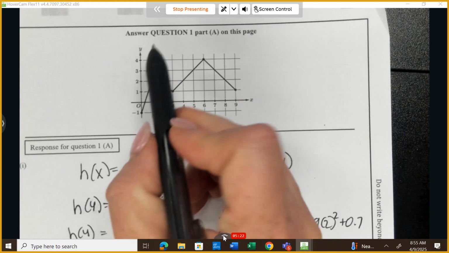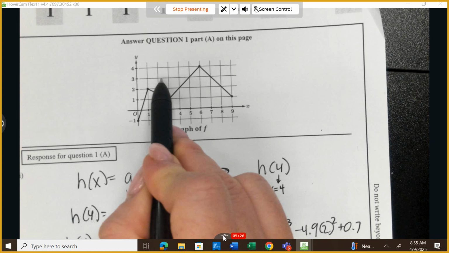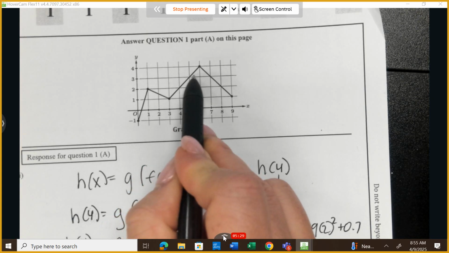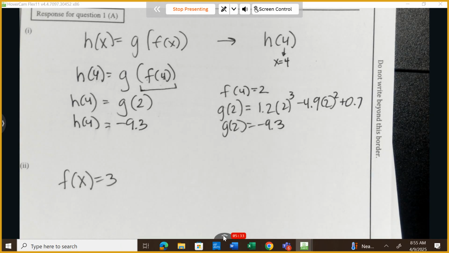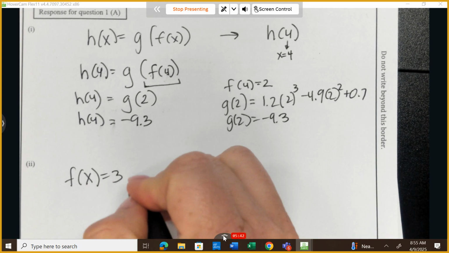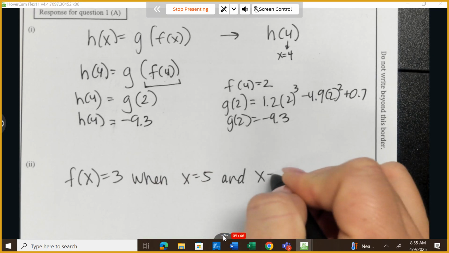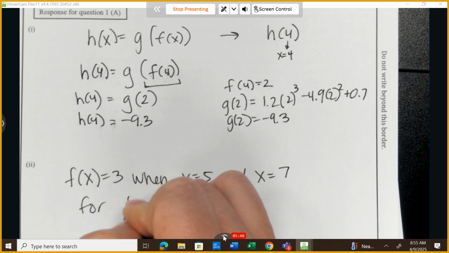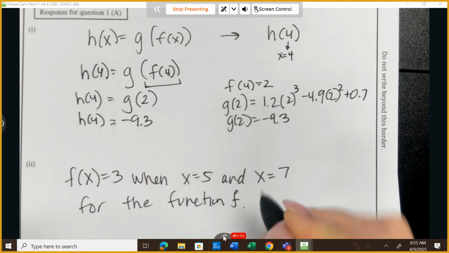So what I'm going to do is I'm going to come up here. This is the function f, and I'm looking for when the output values are 3. Oh, they're 3 at 5, and they're 3 at 7. So a couple different ways we could do this. f of x equals 3 when x equals 5 and when x equals 7 for the function f.